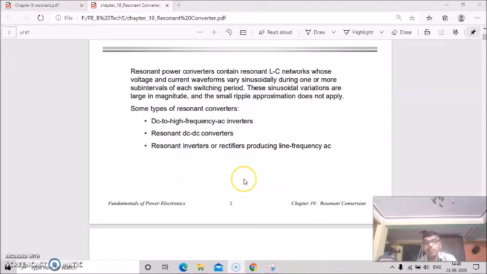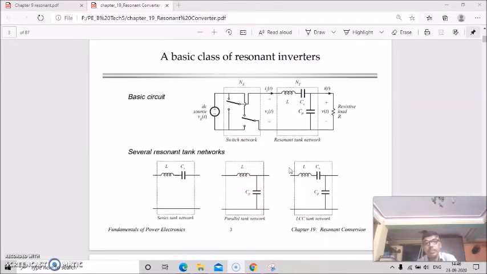Resonant converters are sometimes DC to high-frequency AC inverters, resonant DC-DC converters, resonant inverters, or rectifiers producing line-frequency AC. This is the basic class of resonant inverters. This is the basic circuit. This is the source voltage. This is the switch network, this is the resonant tank network, and this is the resistive load.